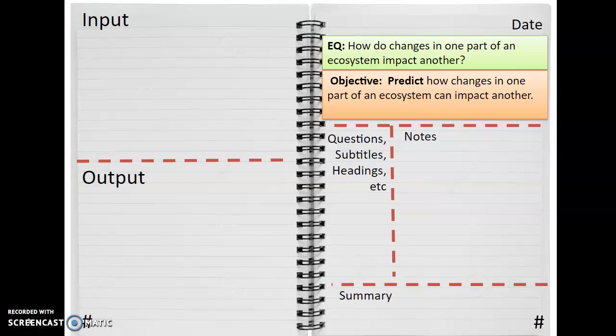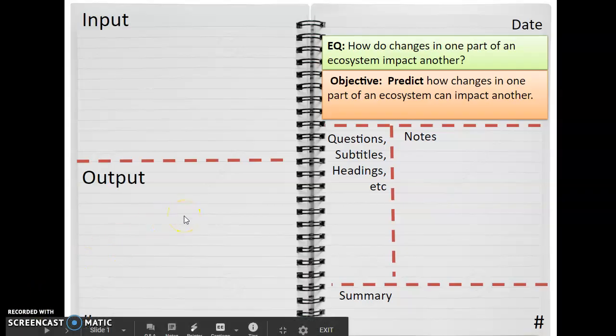Hey class, in today's lesson, you're going to be asking yourselves how do changes in one part of an ecosystem impact another? The objective of today's lesson is to be able to predict how changes in one part of an ecosystem can impact another. There are two parts to this lesson. This is only the first part. Once we are done with this part, the video will continue into the second video.